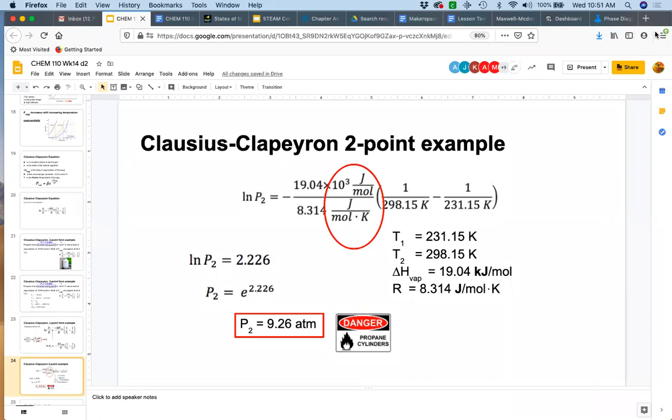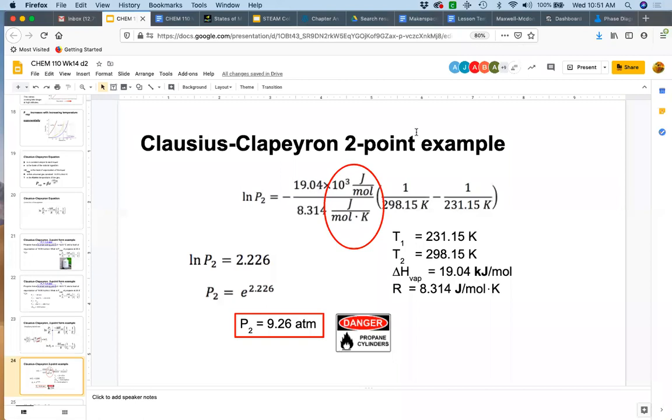The reason for using the 2-point equation is because we're given two sets of values. So it's easier to solve this problem with a 2-point equation because we're actually looking at a change, in this case, a change in temperature and pressure.